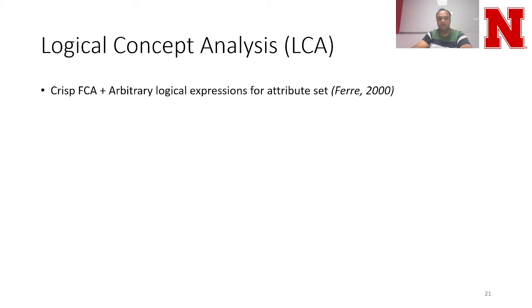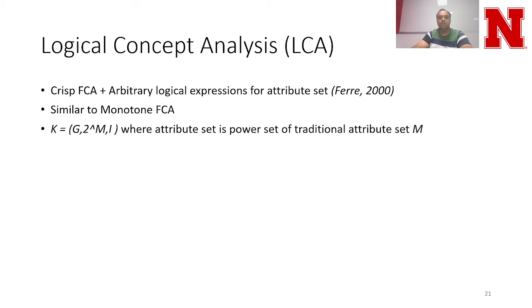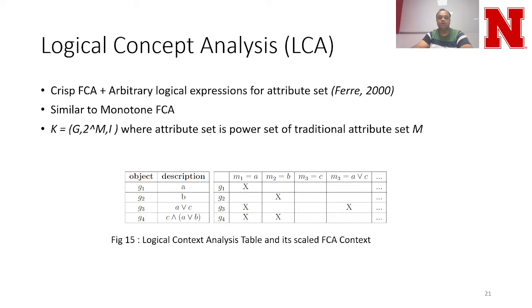So next is logical concept analysis. Basically, this is similar to the monotone FCA that we saw. It's just that the attribute set is now extended to include all various possible combinations of logical expressions. So in this case, the set of attributes M is now scaled to 2 to the power M, where 2 to the power M is the power set of attribute M. An example is here wherein we have 4 objects and there is a description A, B, and we can now have all possible combinations of attributes, that is A or B, A and B, and so on. And each of these values can now be scaled to get our scaled FCA context.